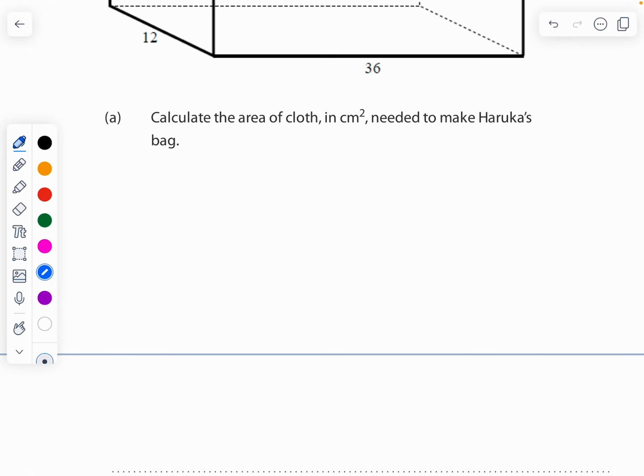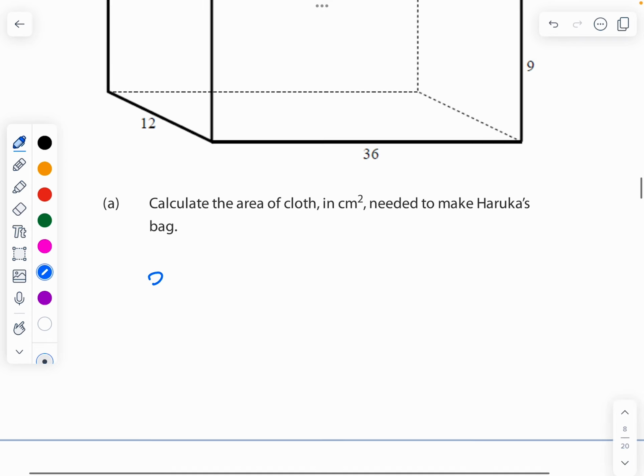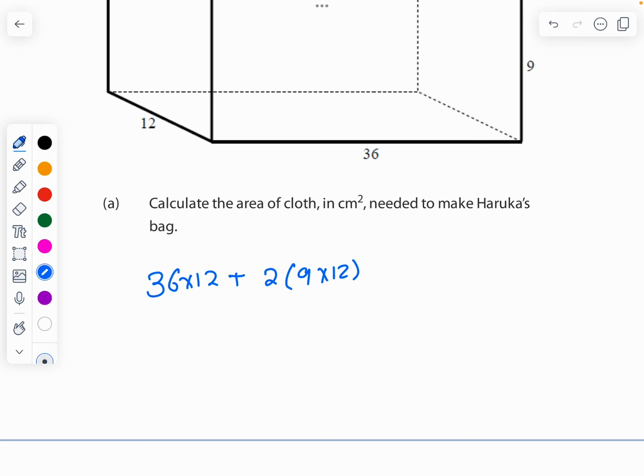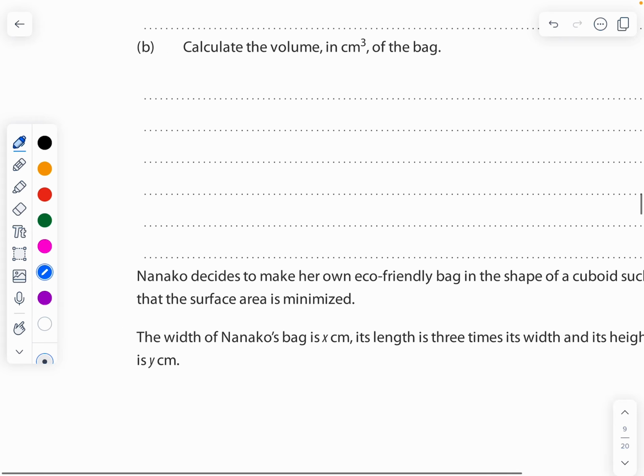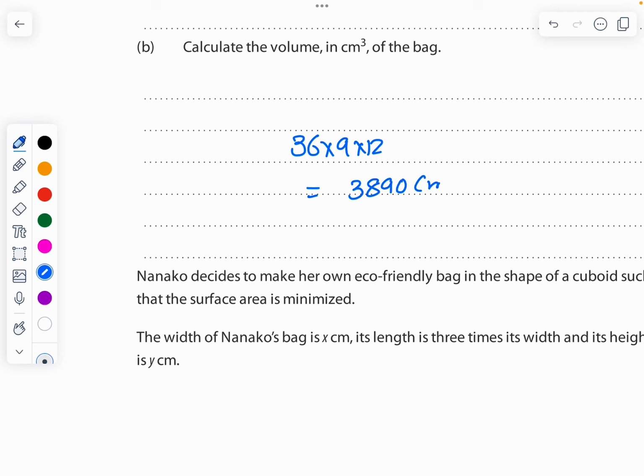So the area of the cloth will be 36 times 12, which is the base. Then on the left side and right side, 9 times 12, and on the front and the back it will be 2 times 9 times 36. Simplify that, and you should get 1300 centimeters squared. Then calculate the volume. Volume is very simple: 36 times 9 times 12, which is 3890 centimeters cubed.